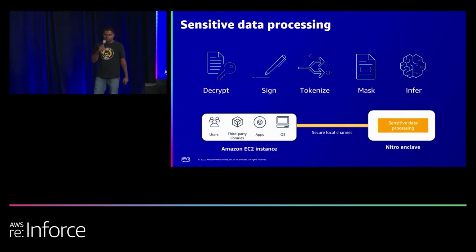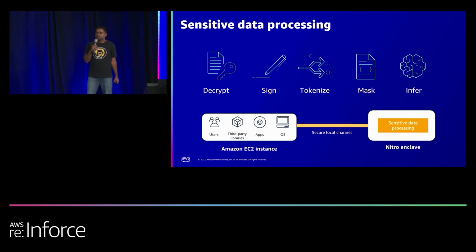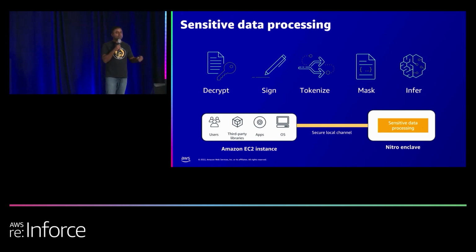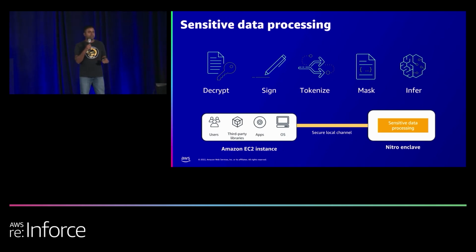So first and foremost, sensitive data processing. You have heard Arvind talk about what sensitive data is and the need to secure it using Nitro Enclaves. So sensitive data processing in this context is anywhere from a decrypt operation, a sign operation, or a tokenized masking, or even inferencing with your ML models, right? So any of these operations that you perform on datasets that are sensitive to you, Nitro Enclaves is a very good fit for it.